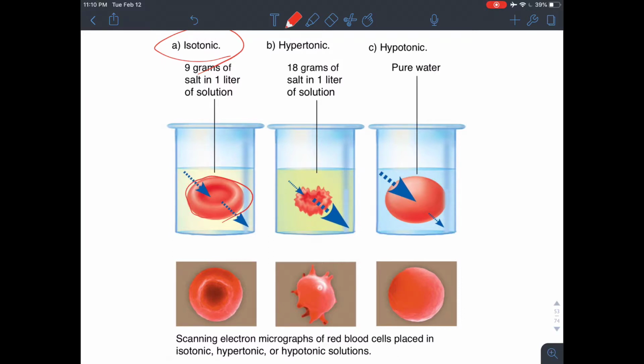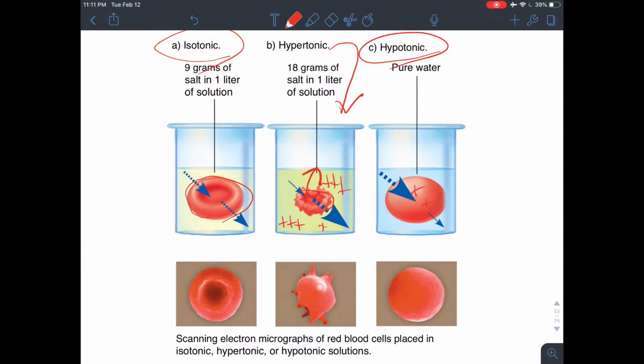It's exactly how it should look. But then if you drop it into a hypertonic solution, which means that there's an increased number of ions outside the cell here, water's gonna follow, and the cell is gonna shrivel and die. And then, of course, if you drop it into a hypotonic solution, then there's more ions inside.